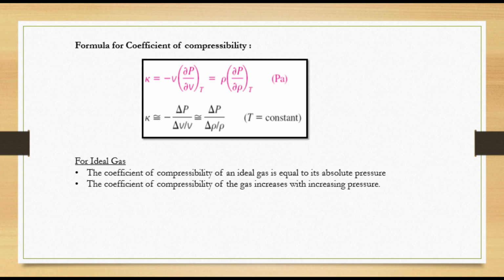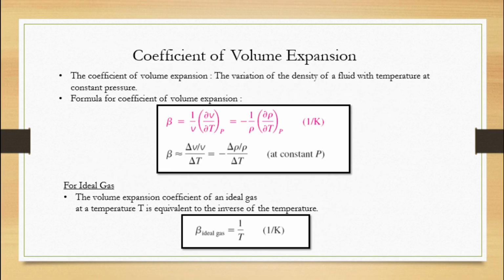After that, coefficient of volume expansion. The coefficient of volume expansion is the variation of the density of a fluid with temperature at constant pressure. Next, the formula of coefficient of volume expansion. For an ideal gas, the volume expansion coefficient at temperature T is equal to the inverse of the temperature.